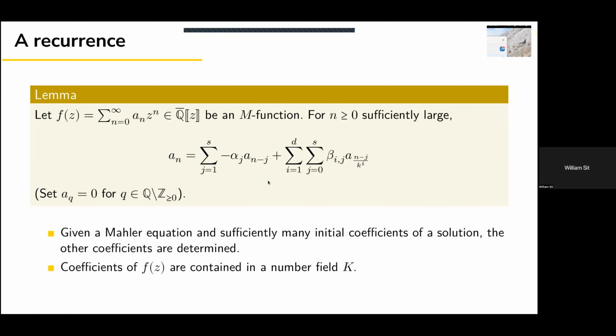Okay, and the point is that if you have a Mahler equation and you give sufficiently many initial coefficients of a solution, then you can compute all the other coefficients recursively. In particular, the coefficients of such a solution, we start out with them being algebraic integers in Q bar, but in fact, they are always contained in a finitely generated field extension of Q. So they are always contained in a number field.